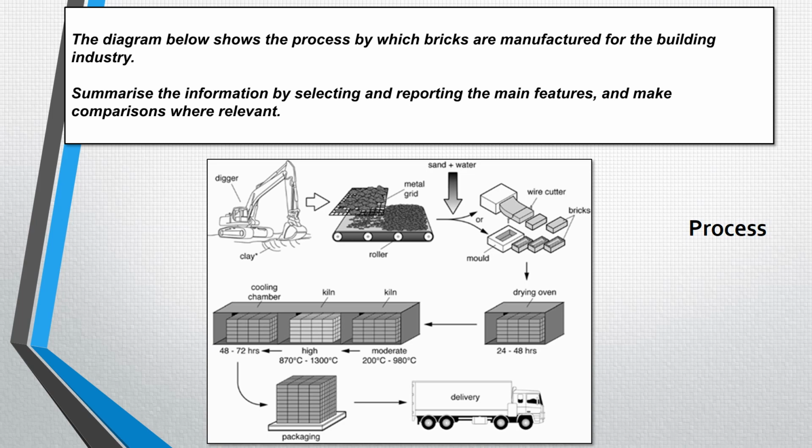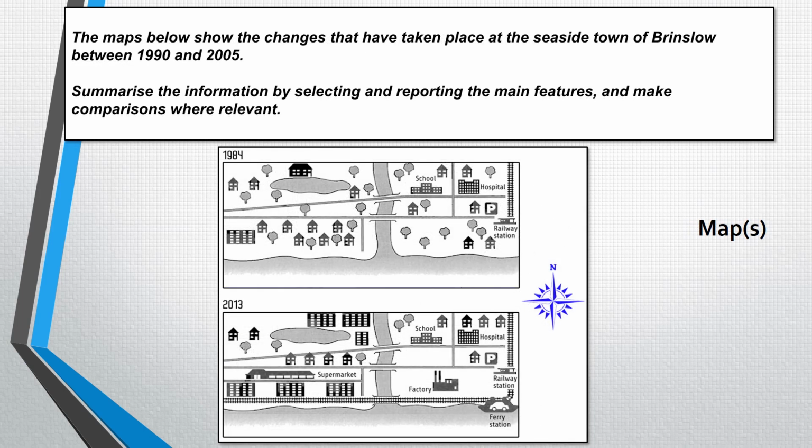And now we just have one final question type to look at. Finally, here is our 7th different type of question, and this involves maps. Often you will be given a map from one period of time, here it's 1984, and then at a later date, and here it's 2013. You will then have to summarize the changes between the two different time periods.